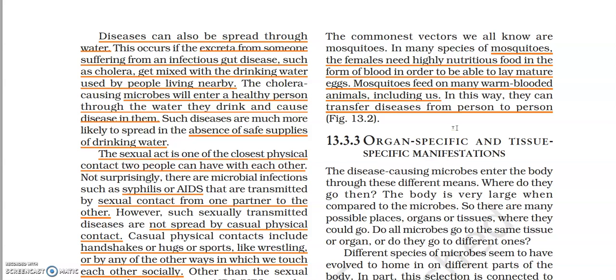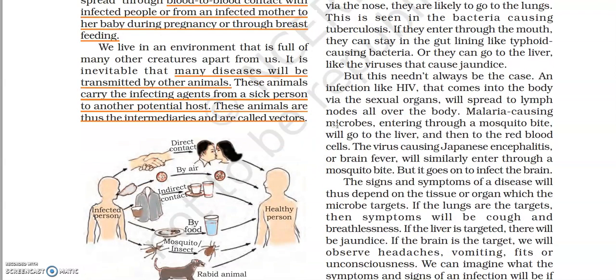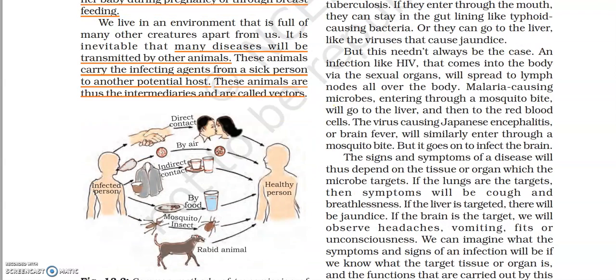All right. In many species of mosquito especially, the female needs highly nutritious food in the form of blood, and so female mosquitoes are responsible for the transmission of the disease. These are the commonest vectors we all know about, okay, like mosquitoes and flies. All right. So this is how infectious disease can be transferred from an infected person to a healthy person.